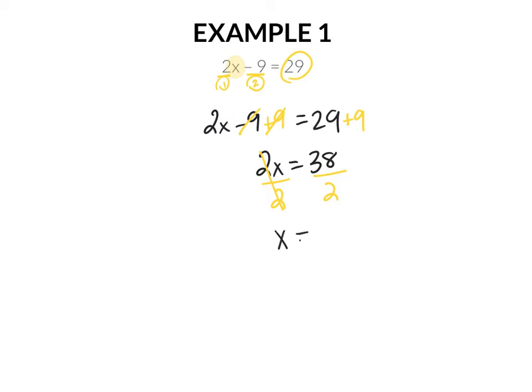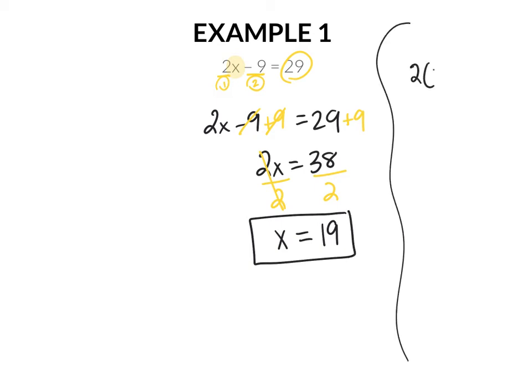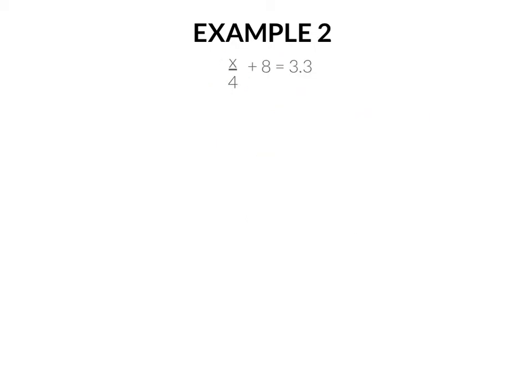When my variable is isolated, I get 19 as my final answer, which makes sense. If I were to go and check my work, 2 times 19 minus 9 should give me 29. 2 times 19 is 38, and 38 minus 9 is 29, so I did it correctly.